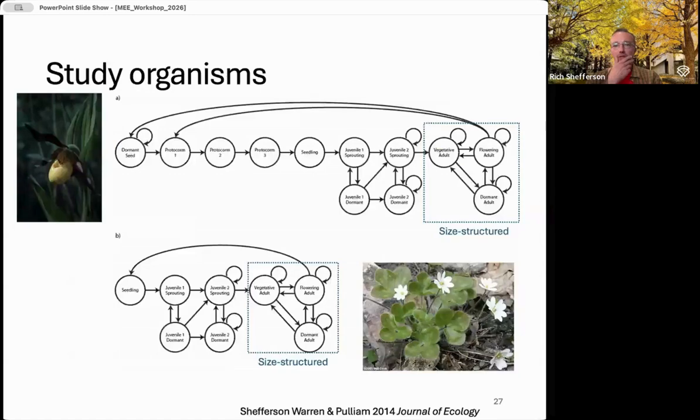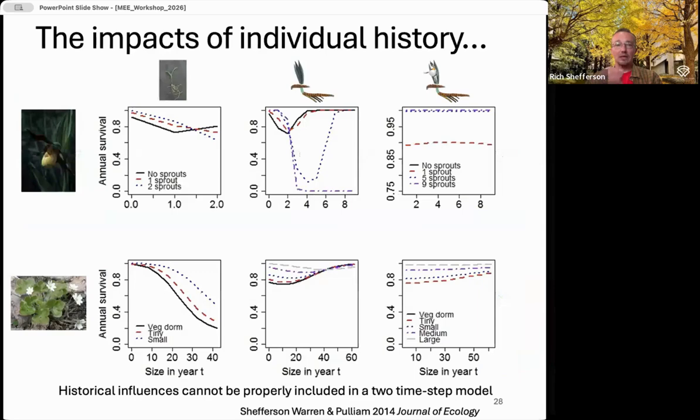So for this particular paper, I worked with two study organisms, Cypripedium parviflorum here, and then Anemone americana in two different parts of the U.S. The Cypripedium case, I think I had over 10 years of data, if I remember right. And in the anemone case, it was 5 or 6 years of data. And so they're fairly complicated life histories, as you can see, and I worked out some of the basic demography.